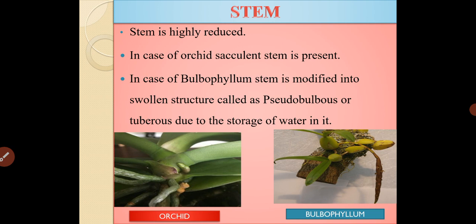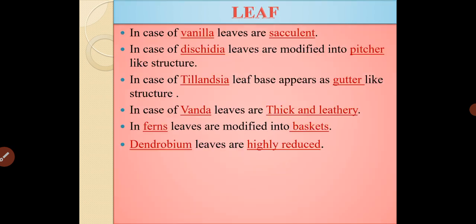Stem is highly reduced in the case of epiphytes. In the case of orchids, the stem shows a succulent condition. In the case of bulbophyllum, it shows a swollen condition called pseudobulbous or tuberous, which helps to store water in it.